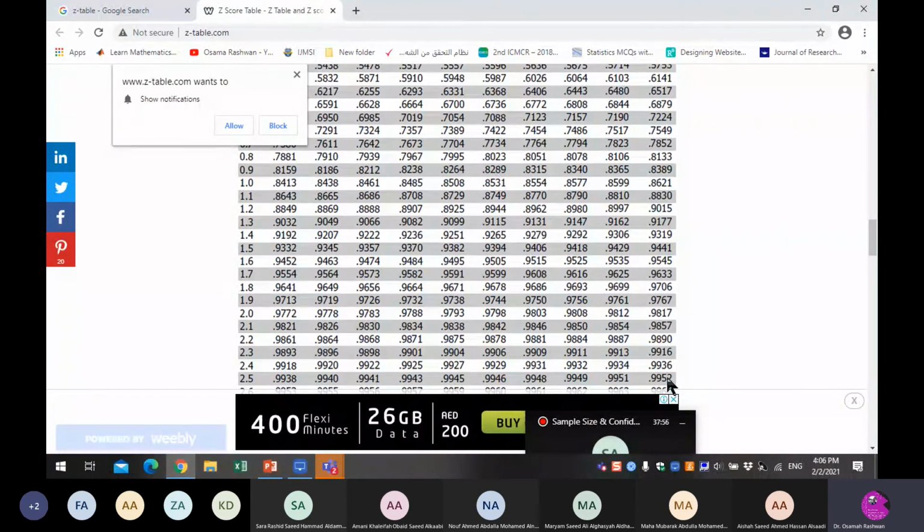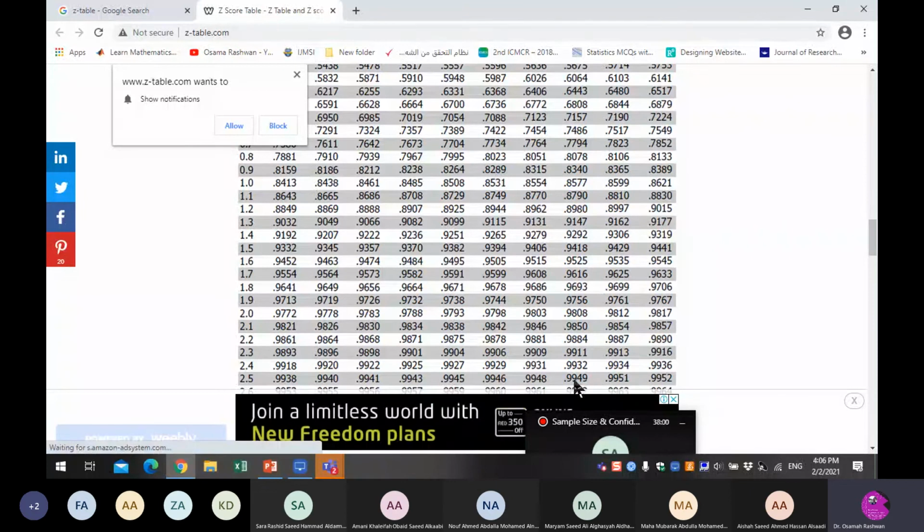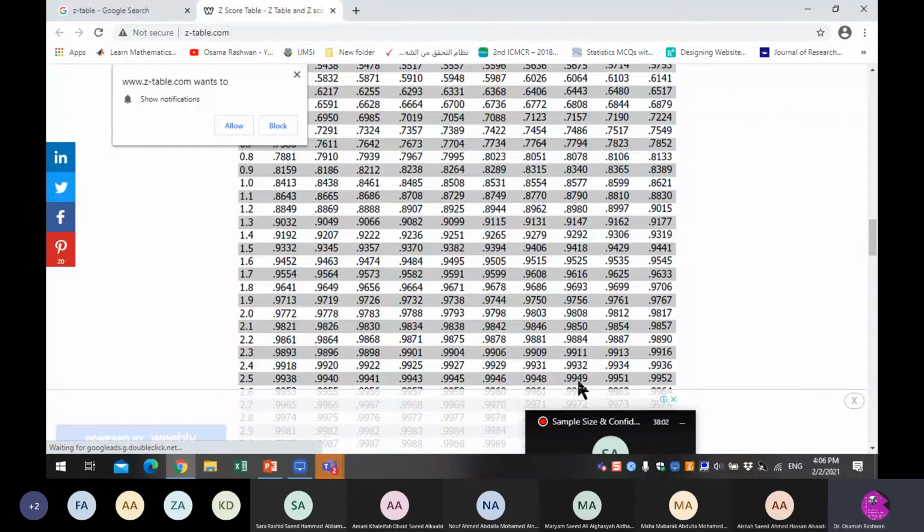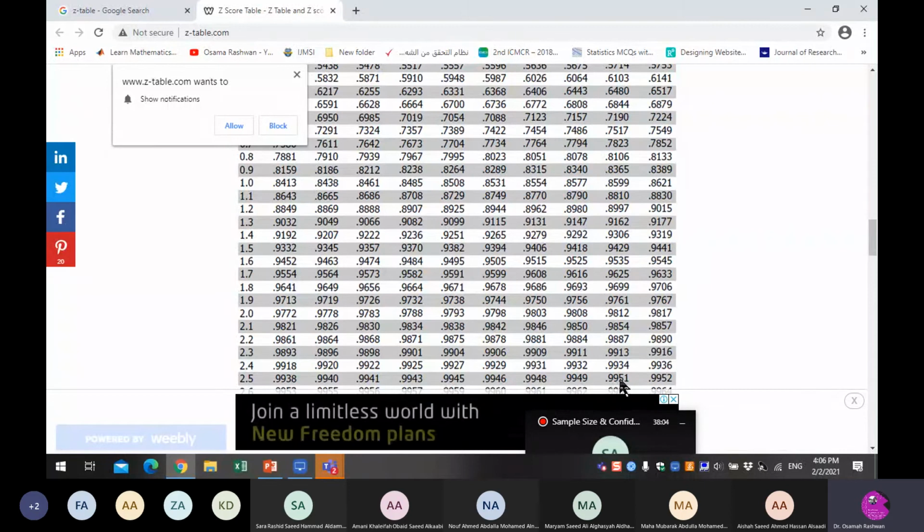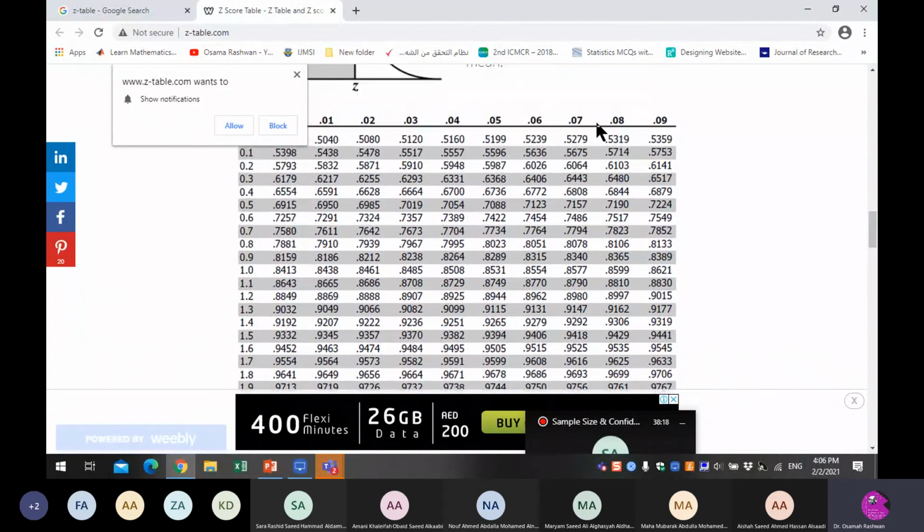Yes, I think this is the one. I don't have it exactly, right? But I have one less than 0.995 and one greater than 0.995. So the main value of z is 2.5, right? But the decimal after the 5 is what? It is 0.7 plus 0.8 divided by 2. So it will be 0.075.